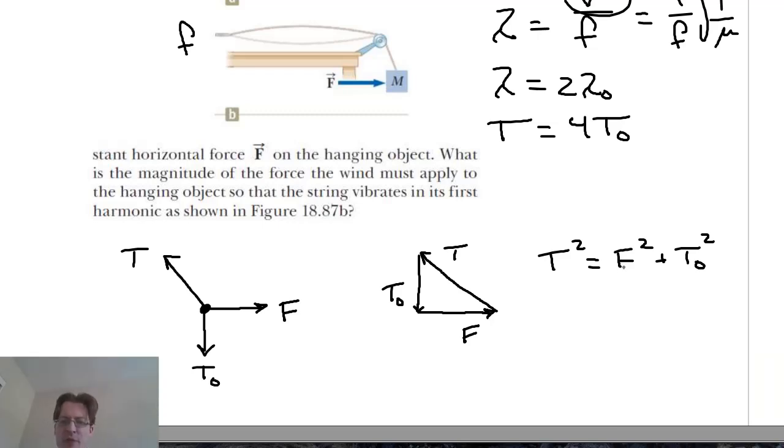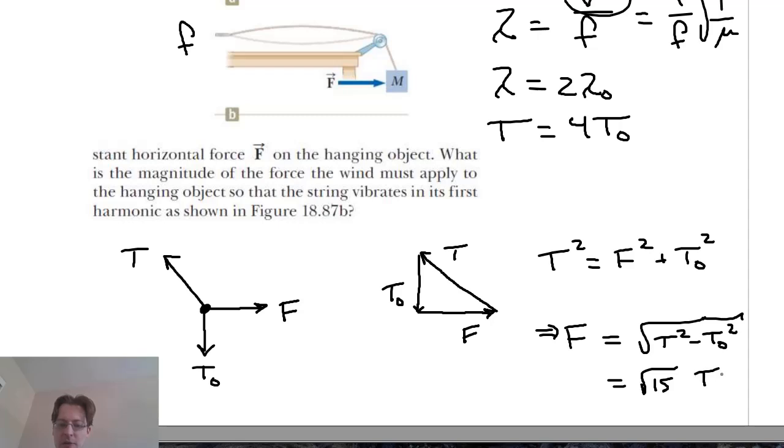Remember, our job is to figure out the value of the force from the wind. So this means F is going to be equal to the square root of T squared minus T naught squared. But we already knew, based upon the change in the wavelength, that T has to be 4 times T naught. That gives me 16 T naught squared, or subtracting, I get 15, and I get the square root of 15 T naught. So there we go. That's how strong the wind must be to put it back into the first harmonic from the second harmonic.